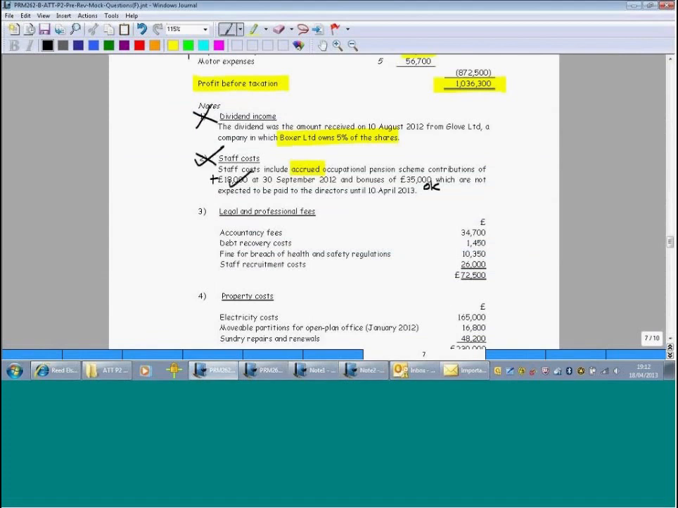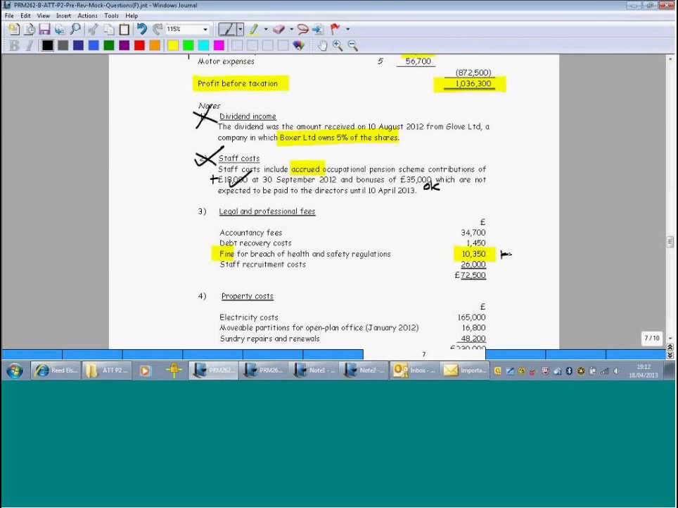Looking at legal and professional fees. Accountancy fees are fine. Debt recovery costs are fine because that's part of trading. You're going to have to chase debts. However, if a legal fee relates to either something that is capital in nature or if it relates to something that is disallowable for tax purposes, such as penalties and fines, then the legal fee is also disallowable. So here, the legal fee is to do with the fine for breach of health and safety regulations of £10,350. We are going to have to add back.